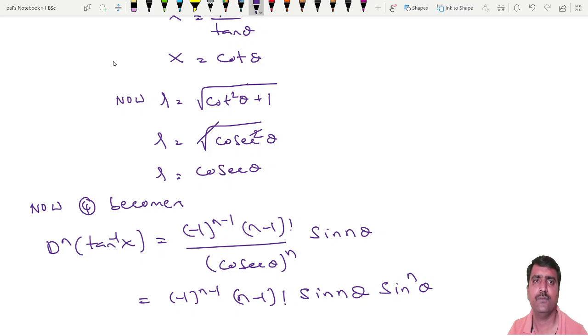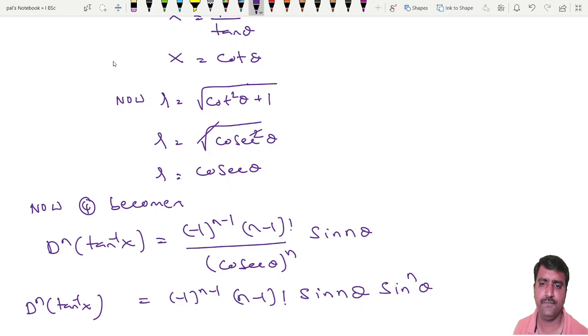So cosecant theta whole square means cosecant square theta, cosecant theta whole to the power n means cosecant to the n theta, like that. So 1 by cosecant to the n theta can be written as sin to the n theta. This is the nth differentiation of tan inverse of x.